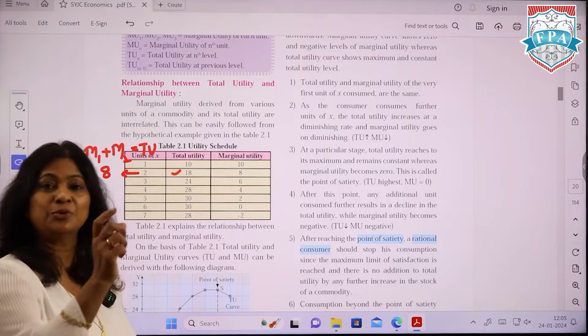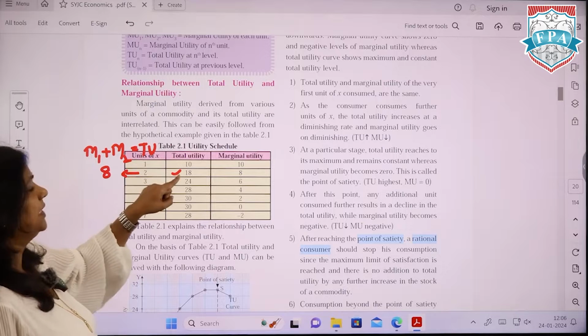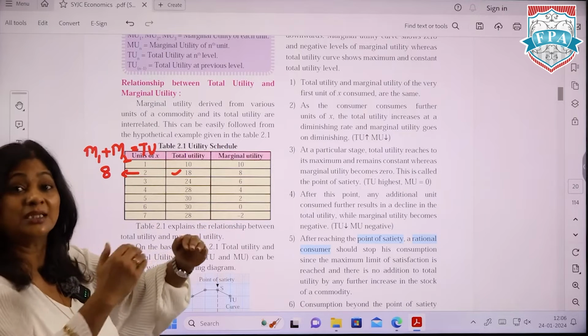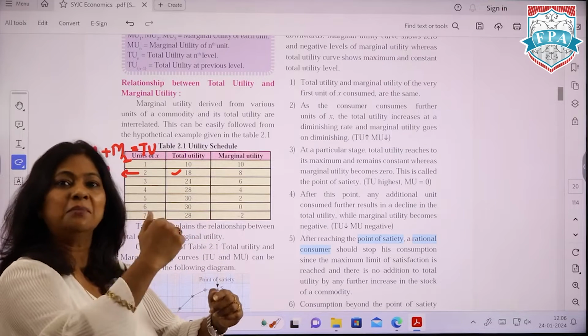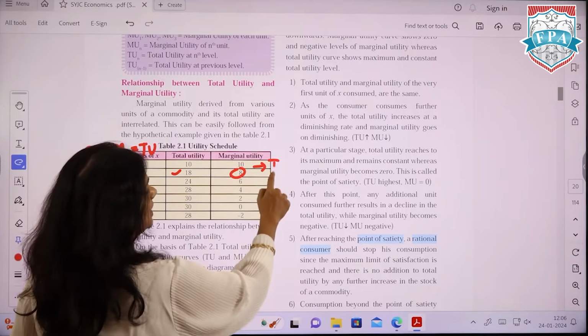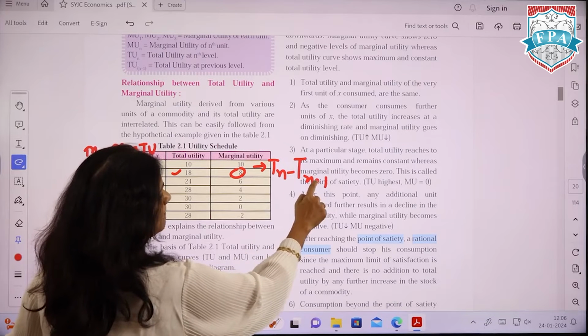Yes, TU is equal to M1 plus M2 plus M3 and so on. So on consuming the second unit, total utility is 18. So what is the marginal utility, or the utility derived from the last unit? 18 minus 10, which is 8. Now this helps you to understand the formula Tn minus Tn minus 1.